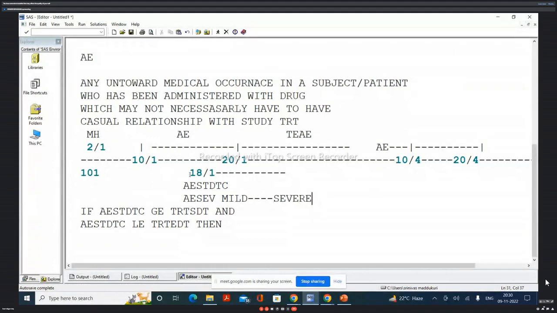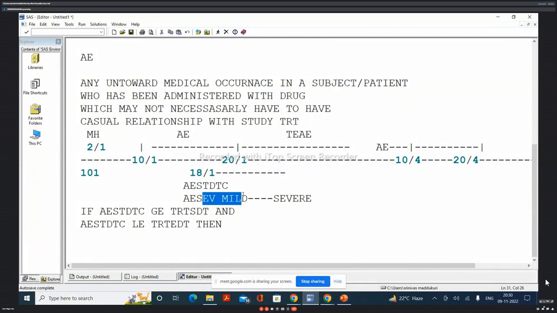Yes, this person is having a headache from 18th January before the treatment started, but at that time the severity was mild. But during the treatment, the same adverse event has worsened. That means the severity has worsened. So mild changed to maybe moderate or severe, or maybe from moderate to severe. That also we should consider as a treatment emergent adverse event.